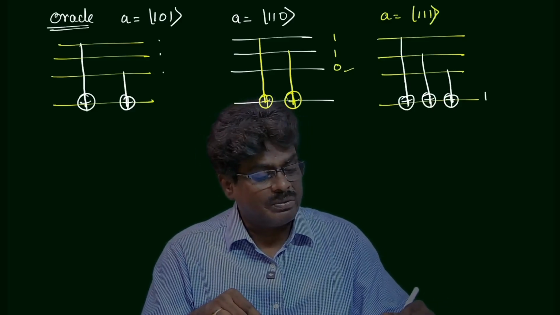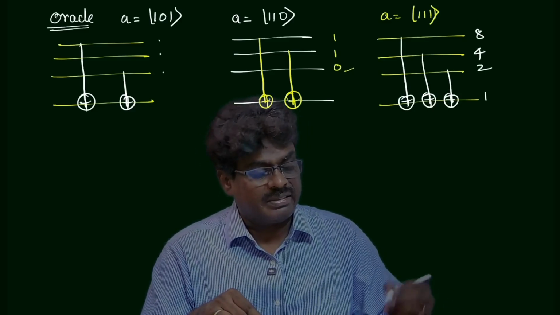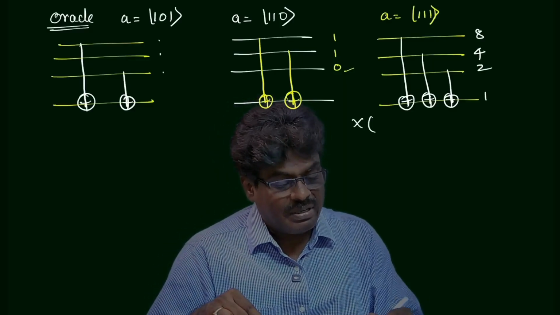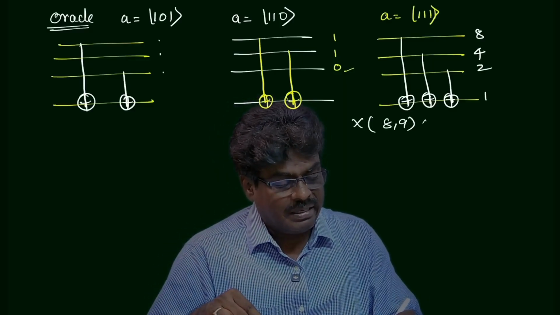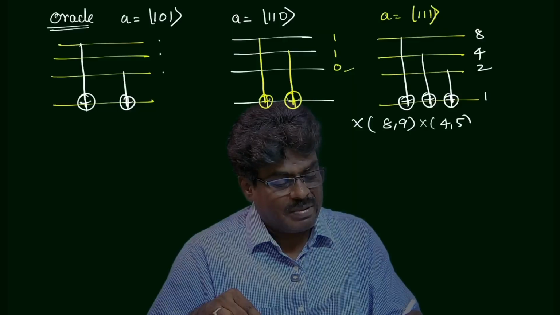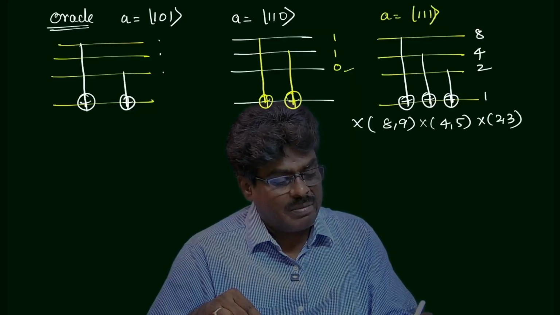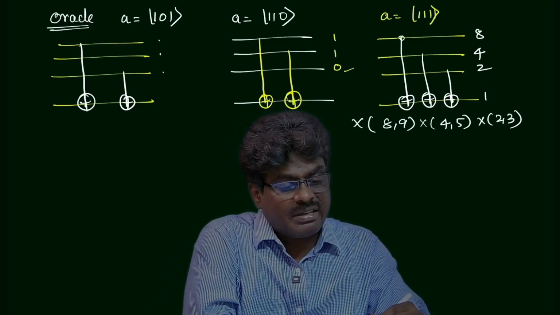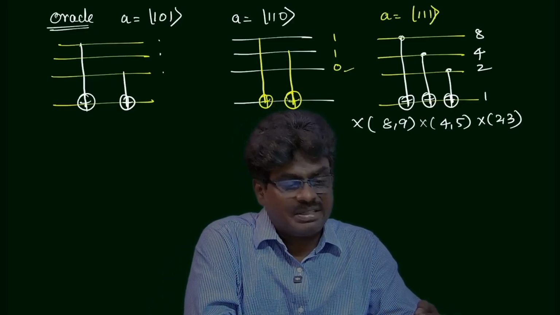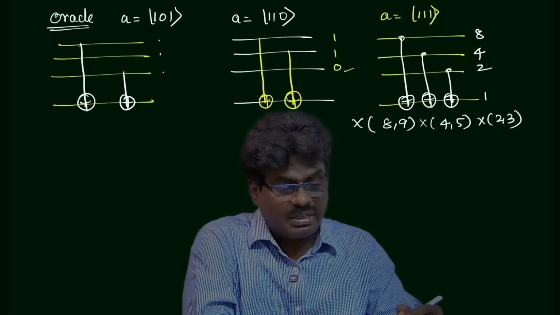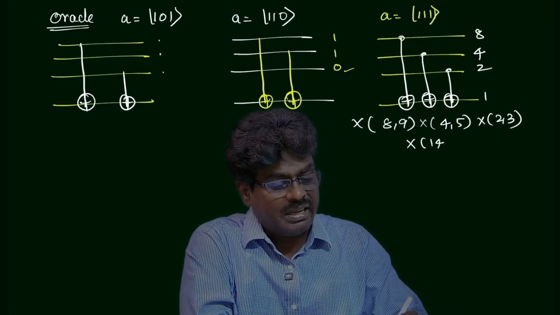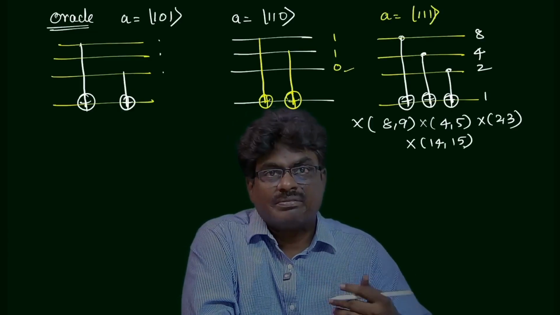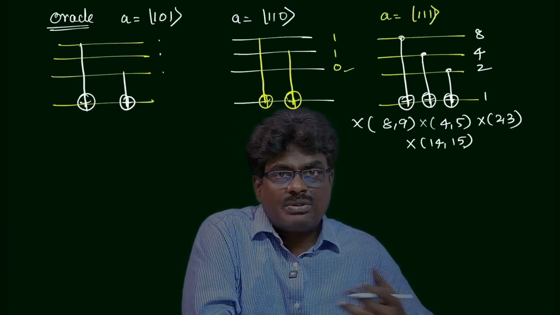and what it will do, 1 2 4 8, this is also interesting. So this will be x 8 comma 9, x 4 comma 5, x 2 comma 3, and all are on. That means here C naught gates. 8 plus 4 plus 2, that is 14. So that is x 14 comma 15. So there is no 0 1.